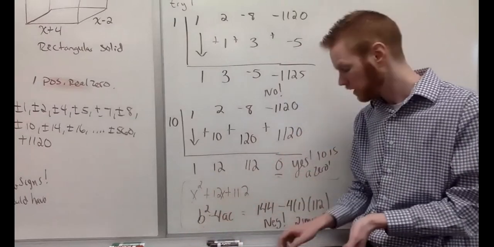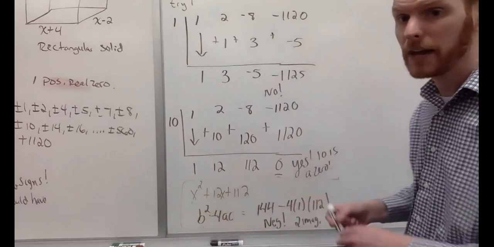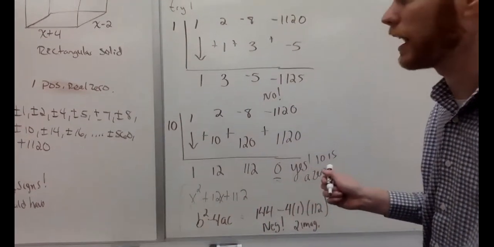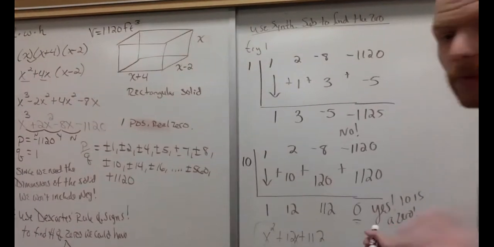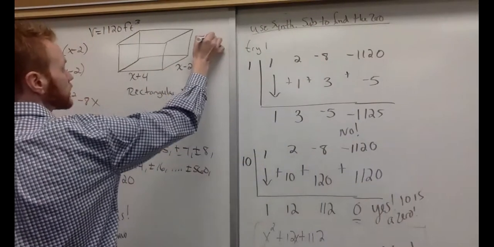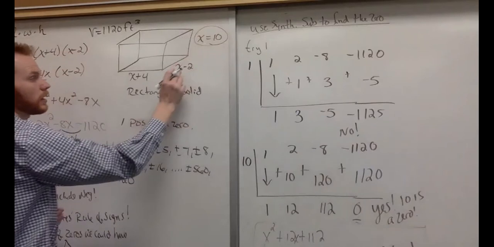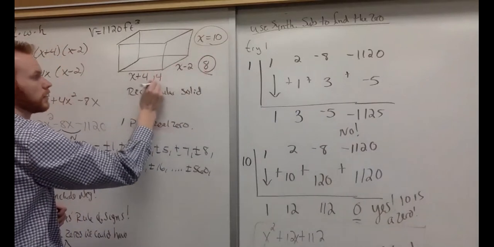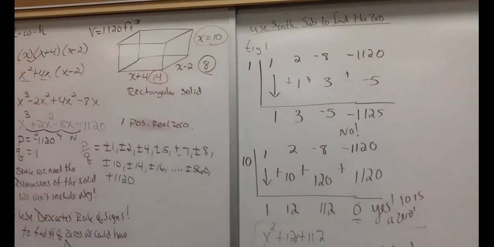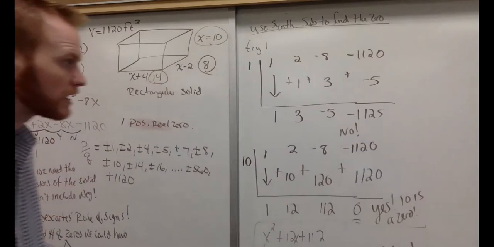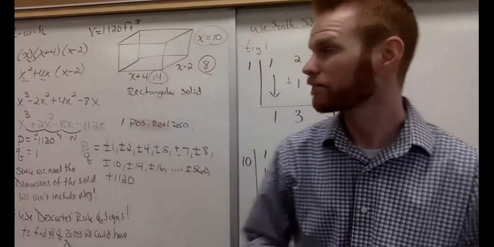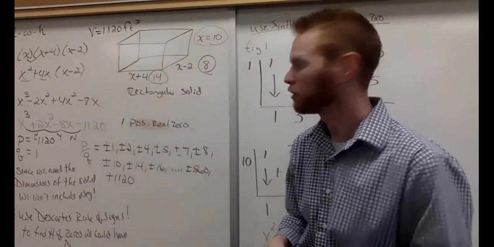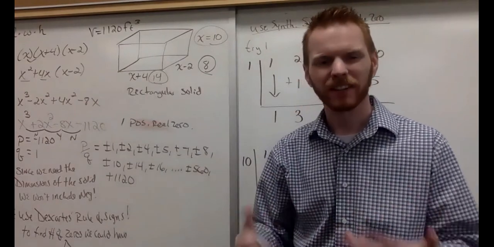Okay. All right. So we know 10 works. So now we have to plug it back in to this guy. There we go. So that means this is 10. And 10 minus 2 gives me 8. And here we get 14. Okay. Those would be my dimensions for my solid. Pretty cool, huh? How we deciphered this.